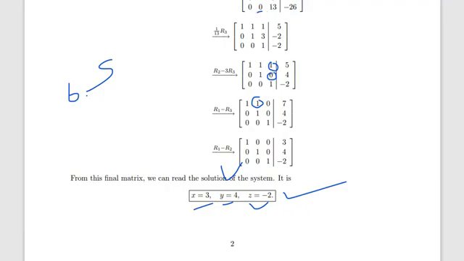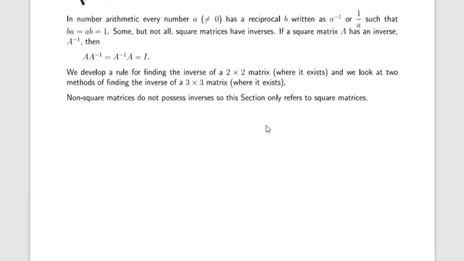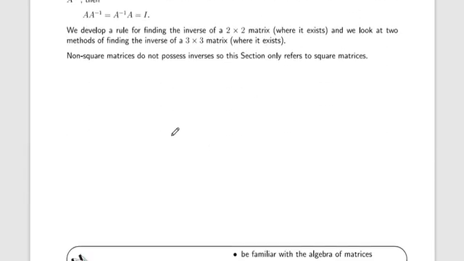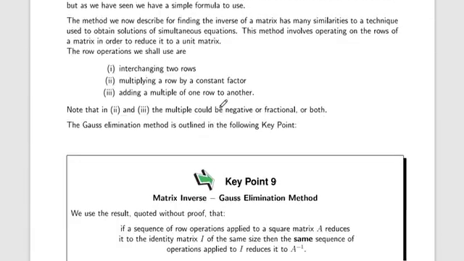Now the inverse of a matrix. It is the same as Gauss-Jordan elimination. In the inverse of a matrix we also have the three row operations: interchanging two rows, multiplying a row by a constant factor, and adding a multiple of one row to another. These three row operations remain the same in all the matrix operations: Gaussian elimination, Gauss-Jordan, and inverse of a matrix.